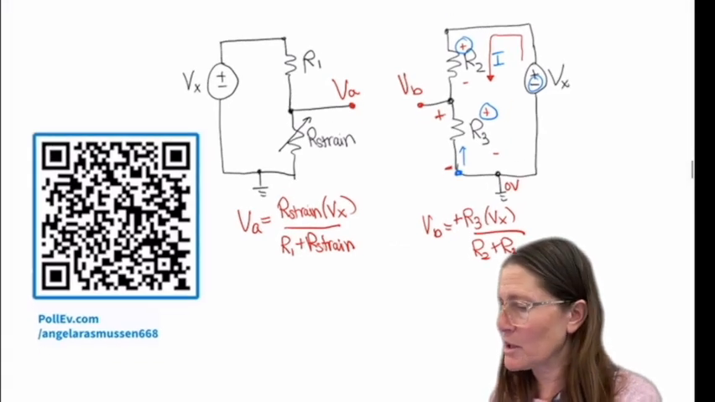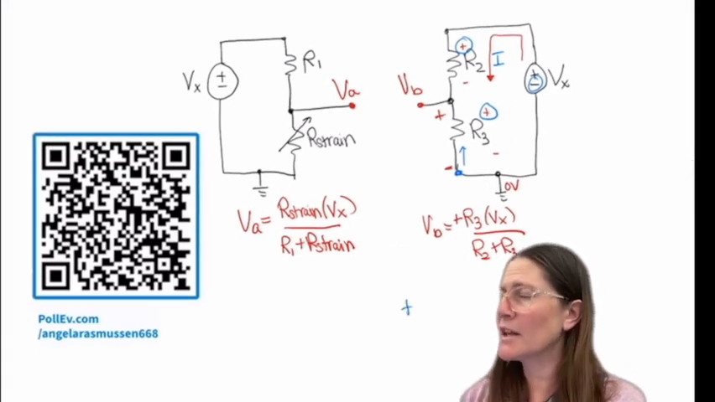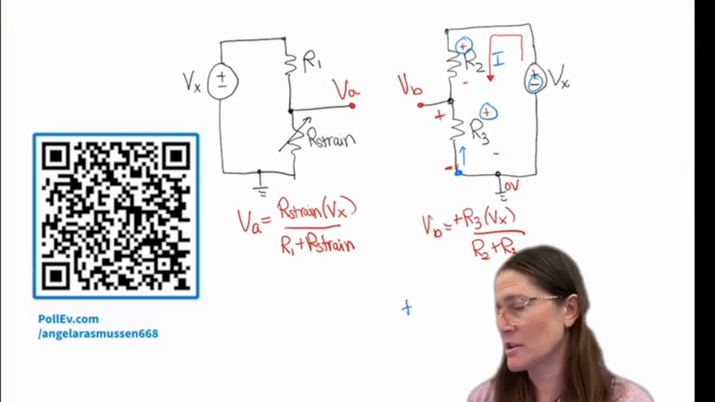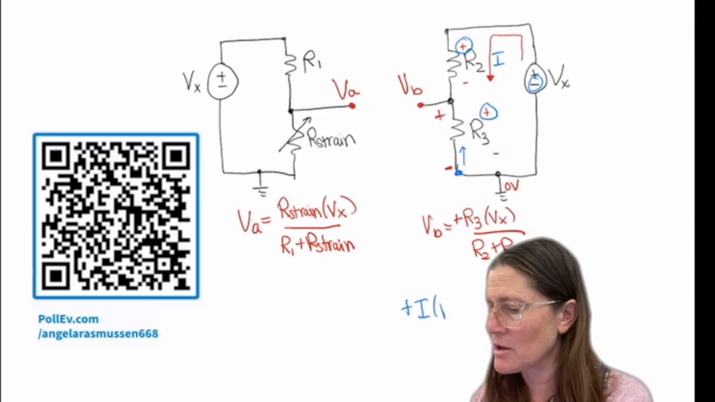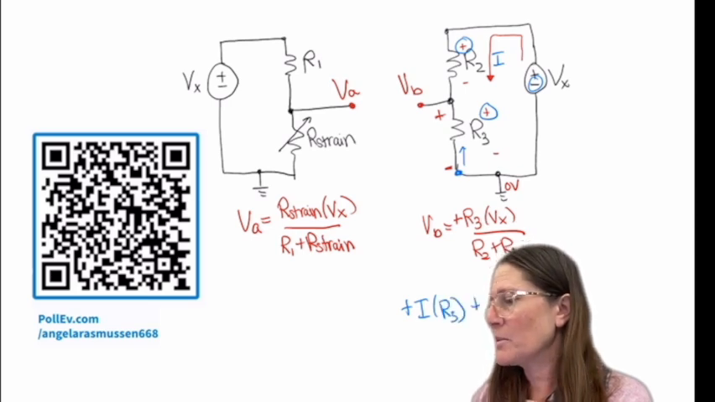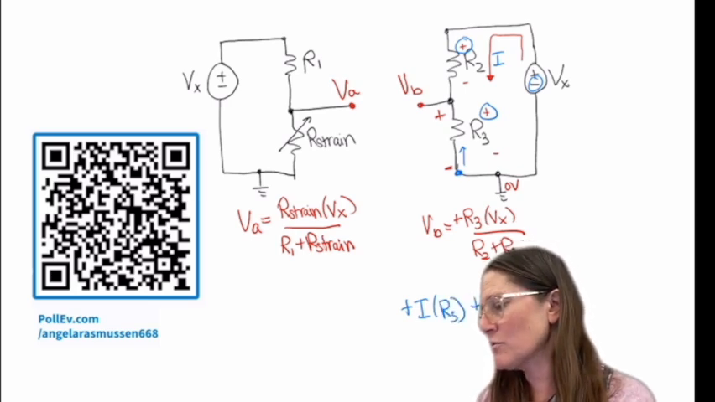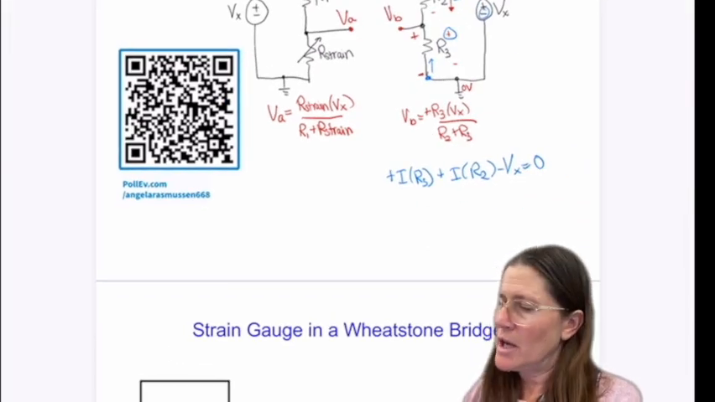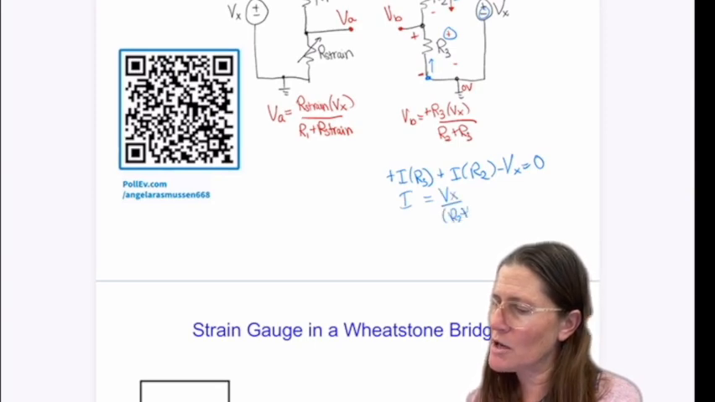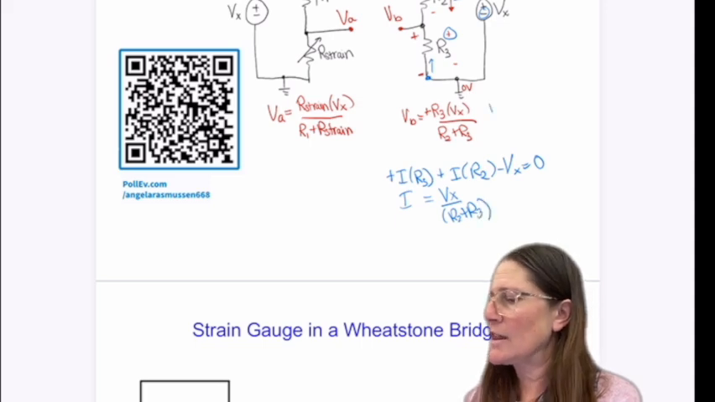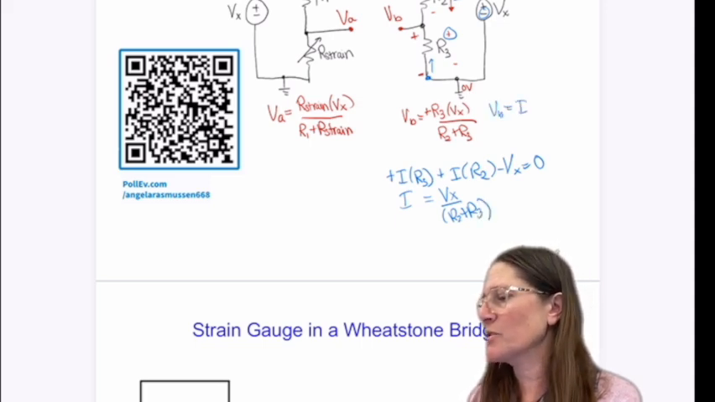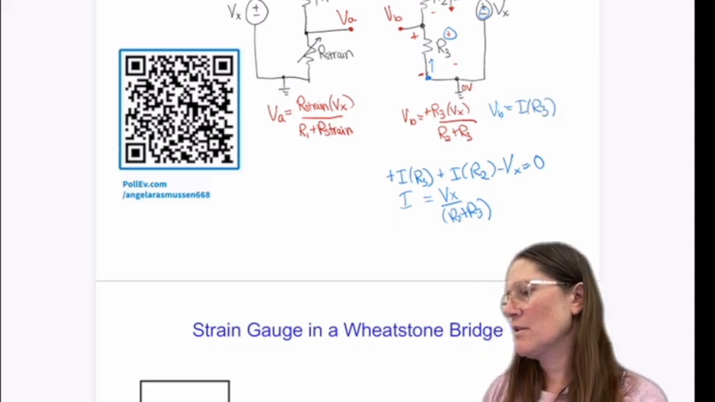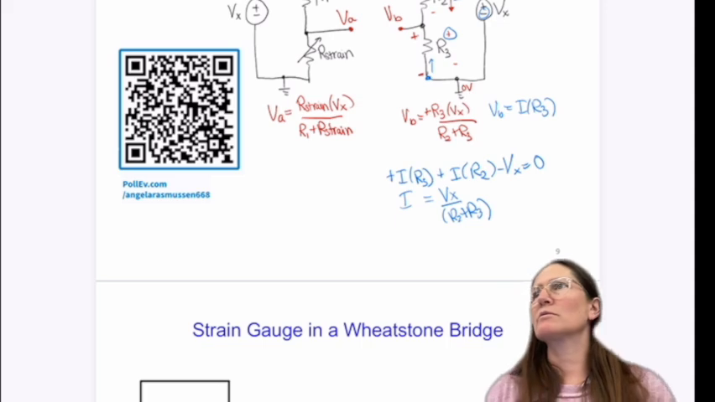And so this would be plus, and then as I go across that voltage, it's going to be I times R3 plus I times R2 minus Vx equals 0. And then solving for I here is Vx over R2 plus R3. And then VB would be I times R3. And that gives me the same equation.